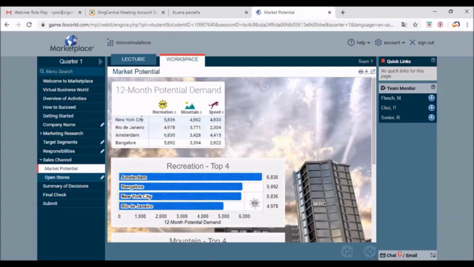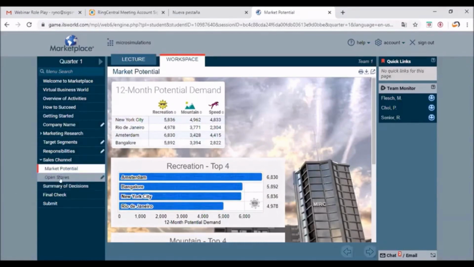I've added the total potential bikes of the different segments. I've come to numbers of around 16,000 for New York City and Amsterdam, in the range of 11,000 for Bangalore, and 12,000 or 11,000 for Rio de Janeiro.